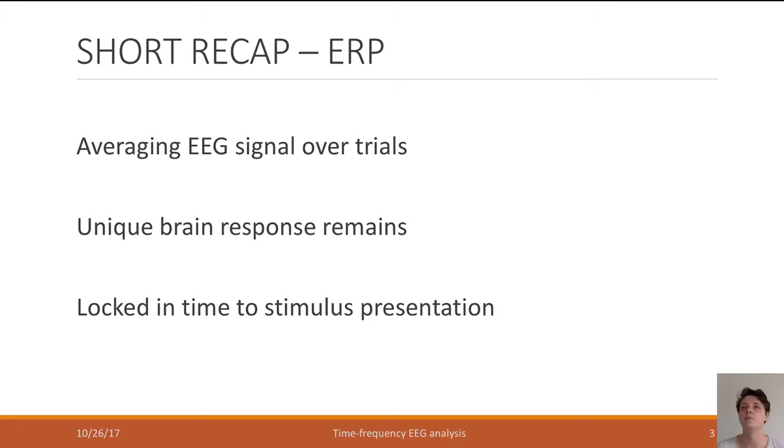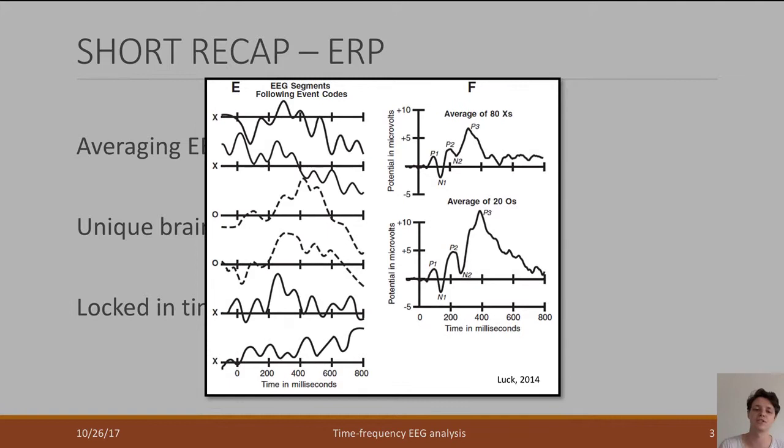The idea behind this averaging is that you remove any data that is not directly related to the stimulus. So you remove noise, but you also remove background EEG data, background brain data. What results is a representation of the brain which is very much locked in time to stimulus presentation. And you have all these different characteristics, which you can also see on this image.